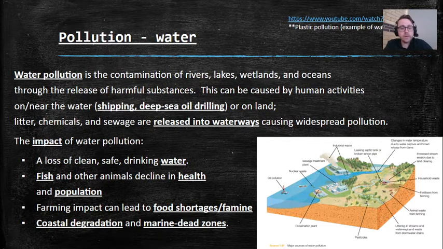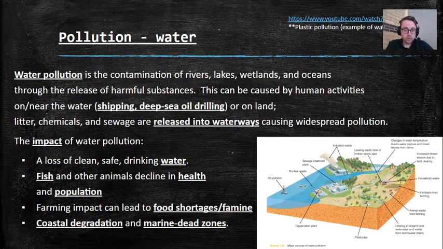And what is the impact of water pollution? Well, we lose a clean, safe drinking water source. That's important. Fish and other animals will decline in health and population. Farming impact as well can lead to food shortages and famines. Farming is a very water intensive endeavor. It's a very thirsty activity. So if you don't have enough water, that's going to lead to poor farming, food shortages, and famine.